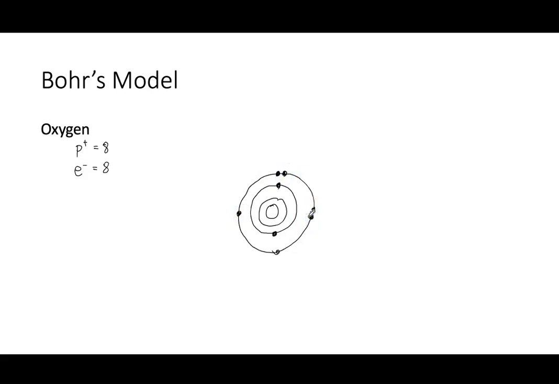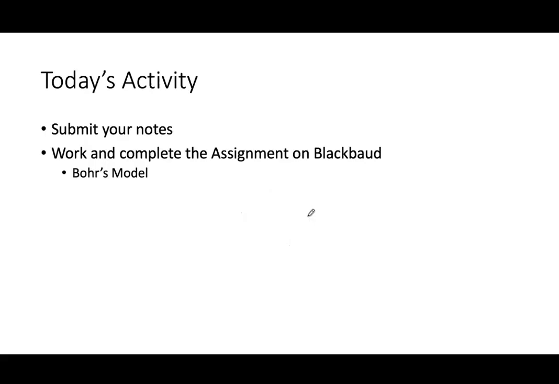All right, so that is how we draw Bohr's model of the electrons, incorporating the principal energy level and the electrons that are representative of that element.